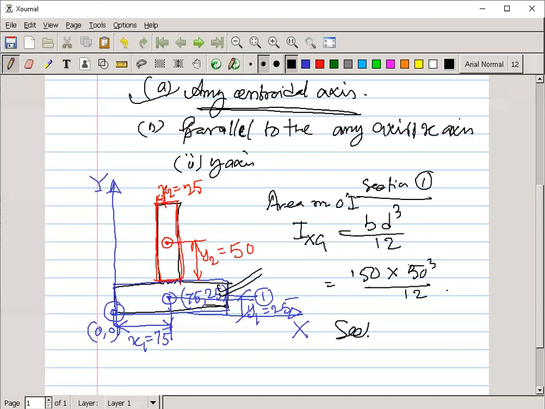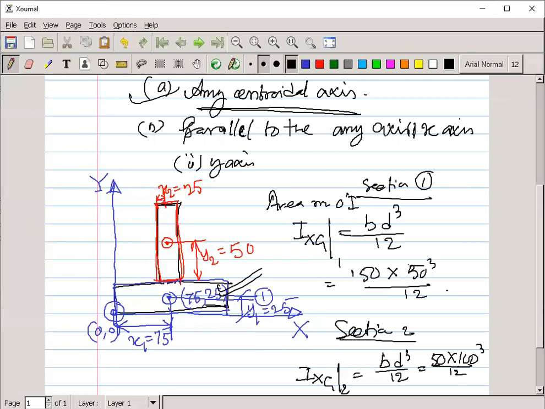Now for section 2, Ix, what can I write here? For section 2, this is for 1. What should be there? b d cube by 12, and for section 2, b is 50 and d is 100. So b d cube by 12.